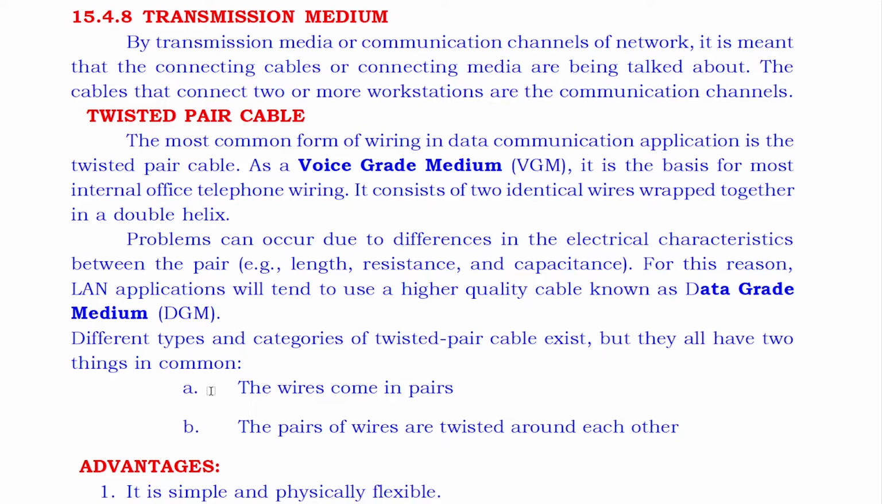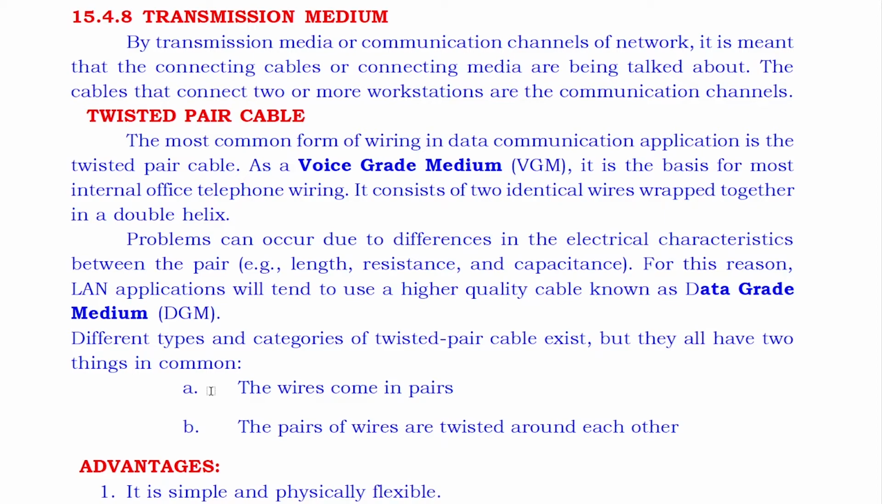The twisted pair cable. So we have first a twisted pair cable, copper wire. It is twisted for different inches per length, and we'll discuss how exactly this works. The most common form of wiring in data communication applications is the twisted pair cable, as a VGM, that is, a voice grade medium. That's the medium by which voice grade data is sent. It is the basis for most internal office telephone wiring.